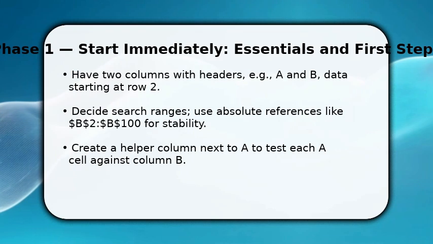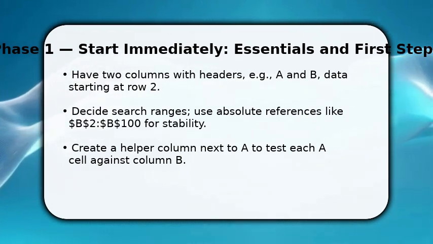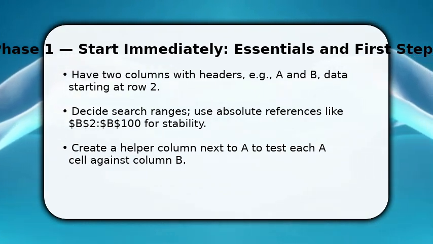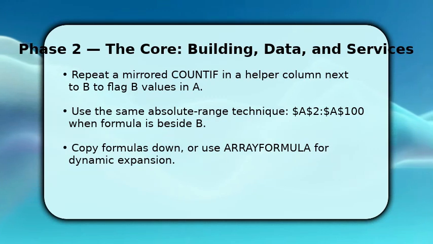Make sure ranges cover all current rows, and use absolute dollar signs so the copied formula stays anchored. This first step flags all entries found in B. Once you've flagged against B, repeat the process for B so both sides are transparent.